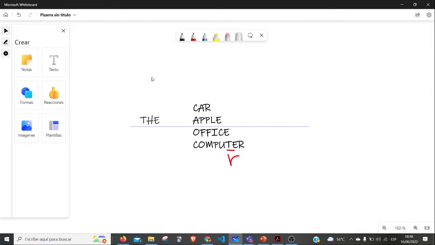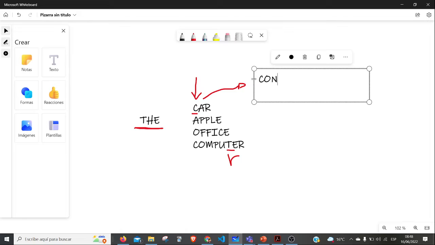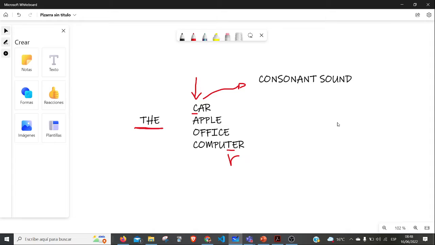When you have this word, cuando tengas esta palabra, and the word that starts with a consonant sound, consonant sound. Okay, voy a anotar aquí. Consonant sound. You pronounce the. Okay? The. But when the word starts with a vowel sound, like office, vowel sound, you pronounce the.